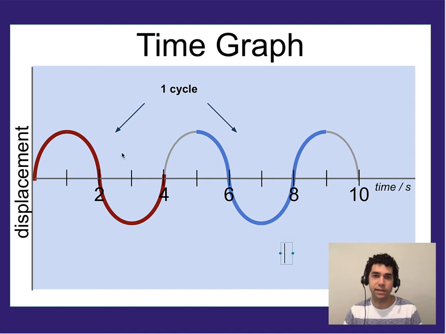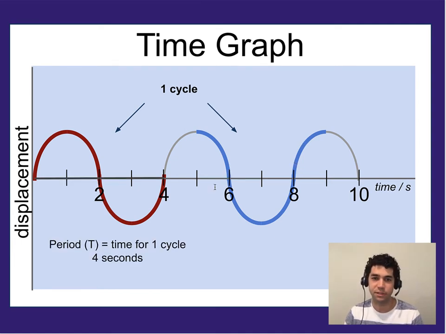So in this case, the time for one cycle looks like it's 4 seconds, because that's the time for one complete up to one complete down. From here, we can see that it goes from 5 to 9. So again, that's 4 seconds. And so it stays consistent.